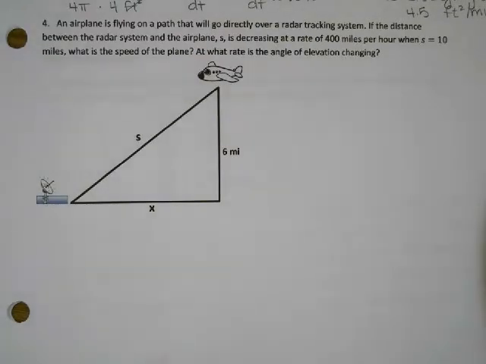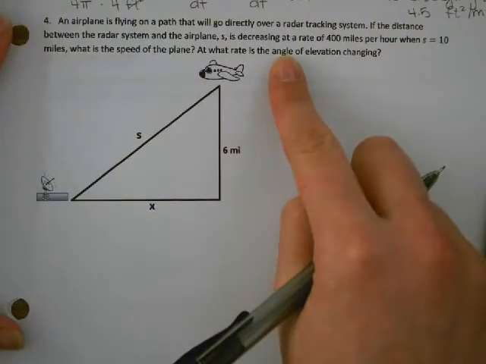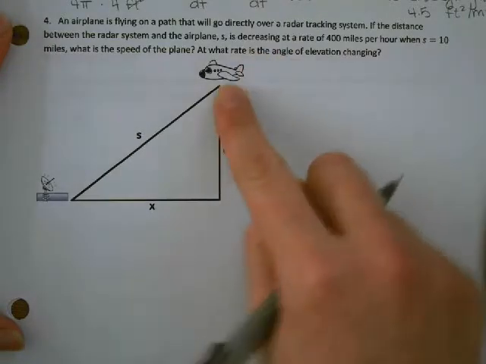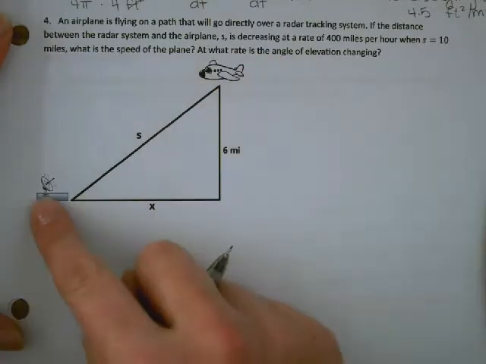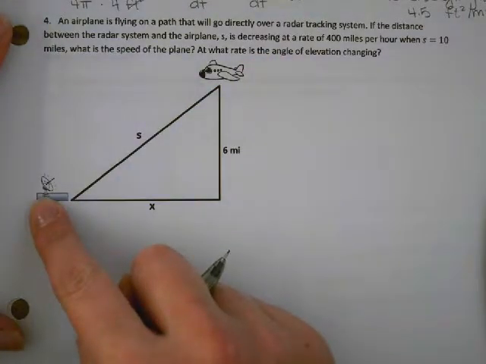All right. So the airplane in the problem is going to be flying directly over this radar tracking system. It's not a satellite. It's a radar tracking system, in case you guys wondered.